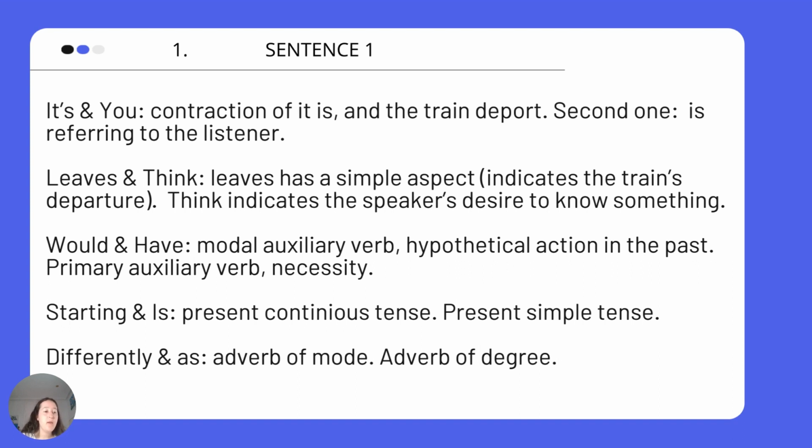And the third category that I told you about is auxiliary verbs. First, we have the word would, and I know you know that it's a modal verb. So, what type of auxiliary verb could it be? As we know that would is a modal, this auxiliary verb is going to be a modal auxiliary verb and indicates a hypothetical action in the past.